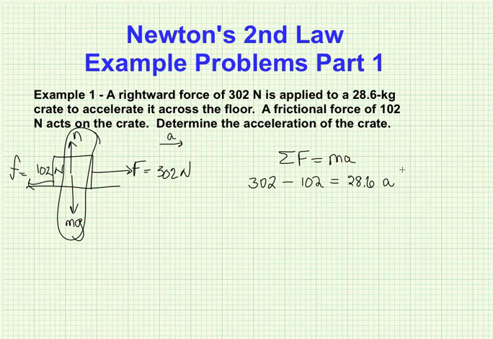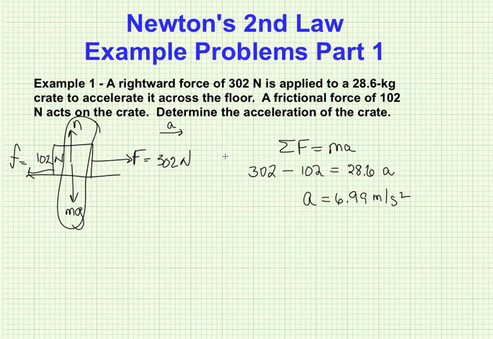So my net force is going to be 200 newtons by subtracting the two horizontal forces. And so when you divide 200 by 28.6, that gives me an acceleration of 6.99, and the unit for acceleration is meters per second squared. So follow those steps. First, do a force diagram, then make sure you focus on which way it's accelerating, then write down your equation, the sum of the forces, and start solving.